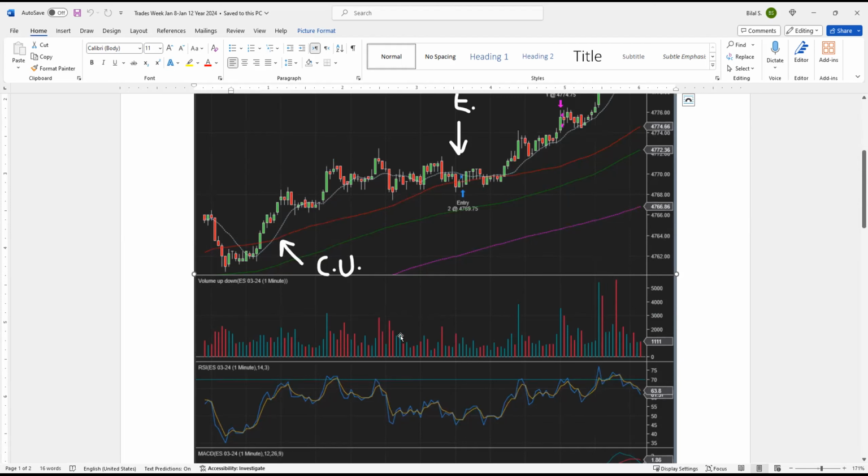From like right here. So from there down. So I would start from right here and go this way. These would have scared me a little bit, but it's still like I always say, look at the red volume bars.